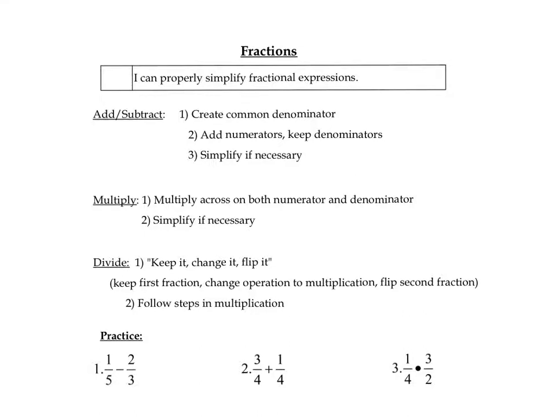So let's recall, how do we add and subtract fractions? First step, create common denominator. Second step, add numerators, keep denominators. And then third step, simplify if necessary. Okay? When you multiply fractions, multiply across both numerator and denominator. And again, second step, if you have to, please simplify.